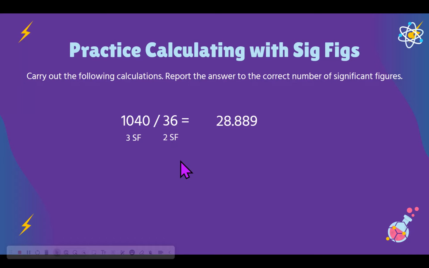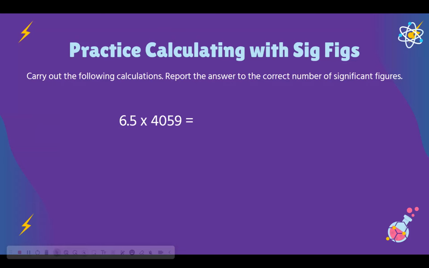If I plug this into my calculator, I get 28.88889. Okay, so when I round this to the correct number of sig figs, I see that I can only have 2 significant figures in my answer. So the 2 and the 8 are significant. Since this is an 8, I'm going to round up. So my answer is 29.